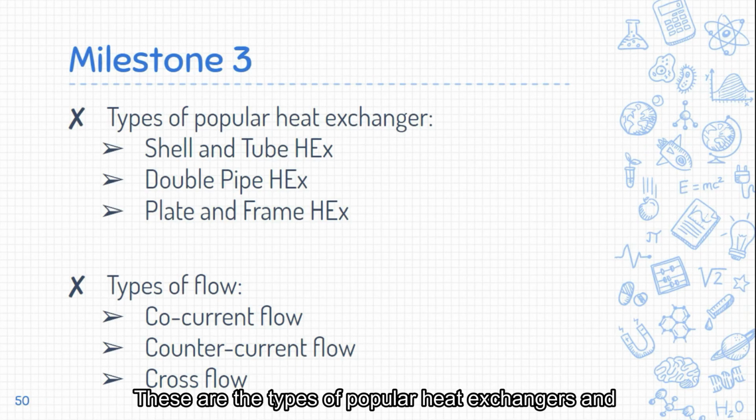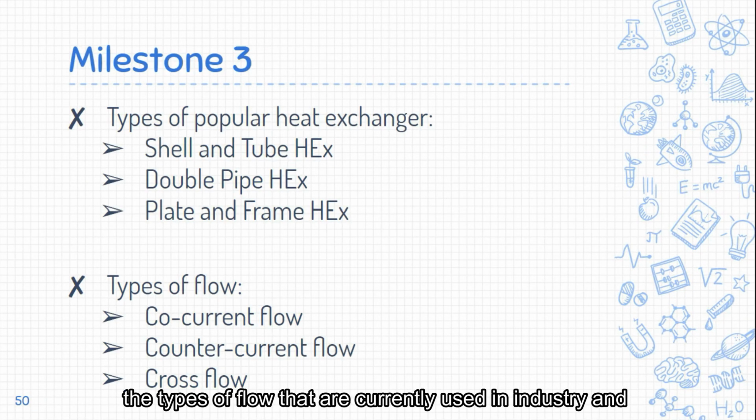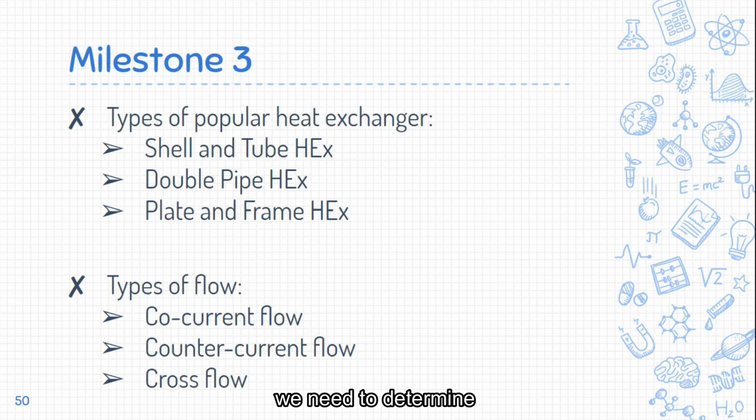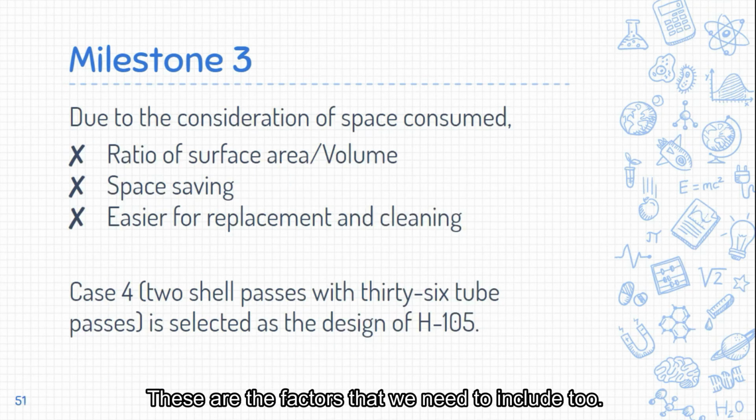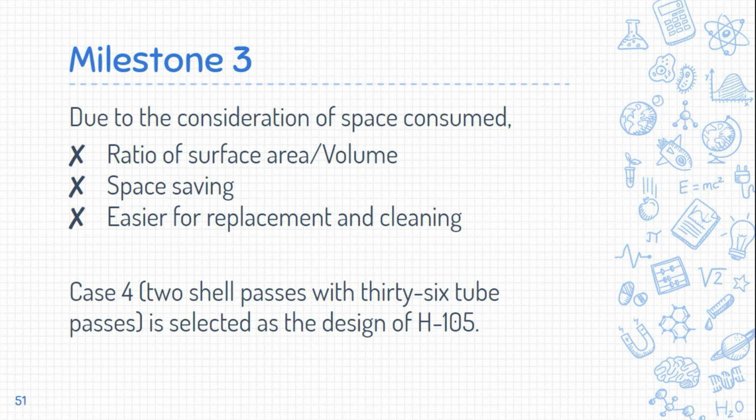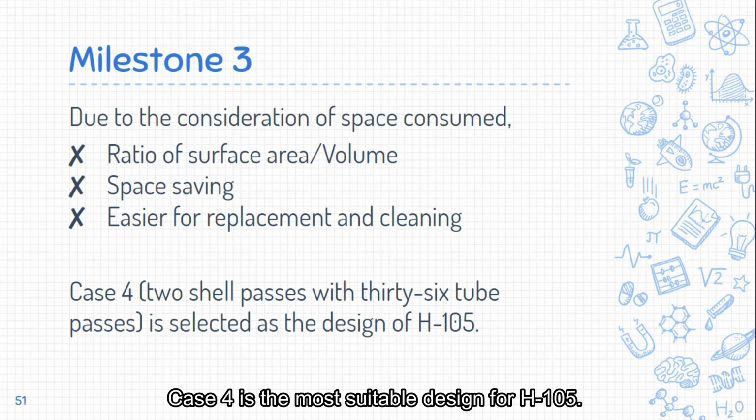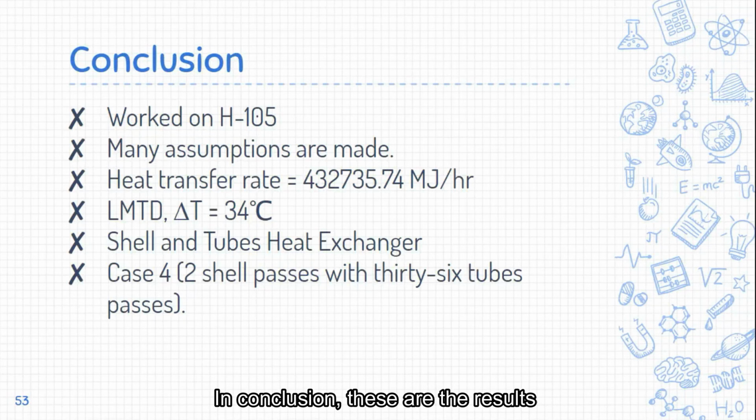These are the types of popular heat exchangers and the types of flow that are currently used in industry, and we need to determine which configuration is suitable for H105. And these are the factors that we need to include too. After the discussion, case 4 is the most suitable design for H105. So in conclusion, these are the results that we obtained from the calculations.